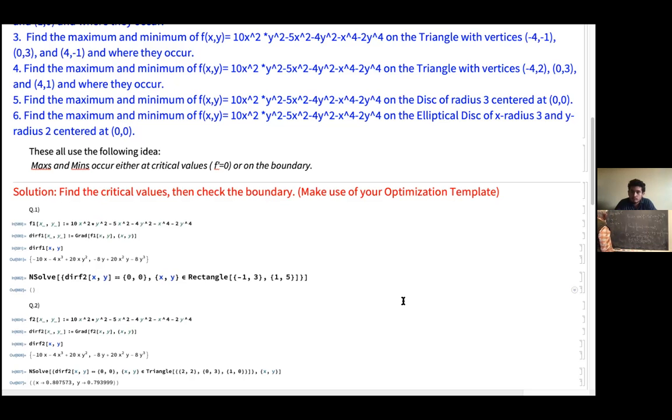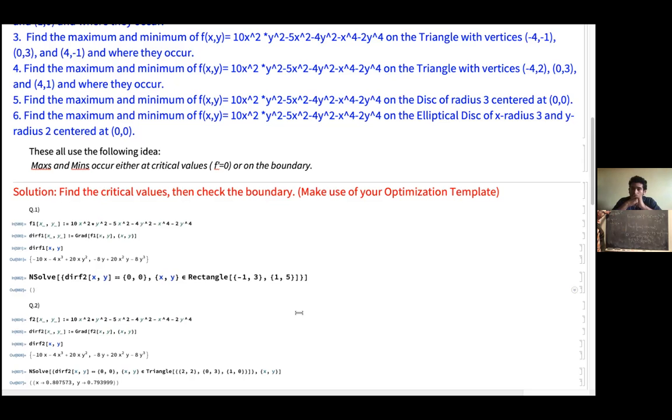All right, so there's plenty of possibilities here. If x is 0 and y is 0, that's going to be one critical point. 0, 0 is a critical point. And 0, 0 is not in our region, I don't believe. No. And then minus 1, 3, and 1, 5.